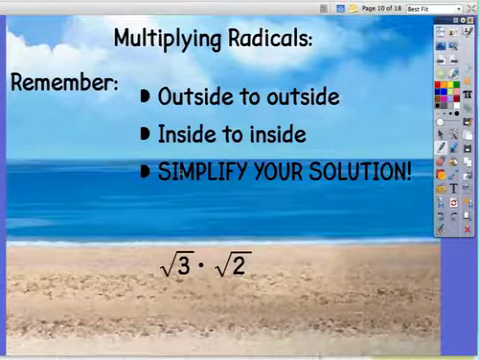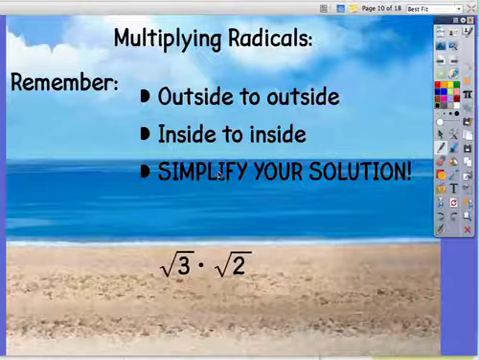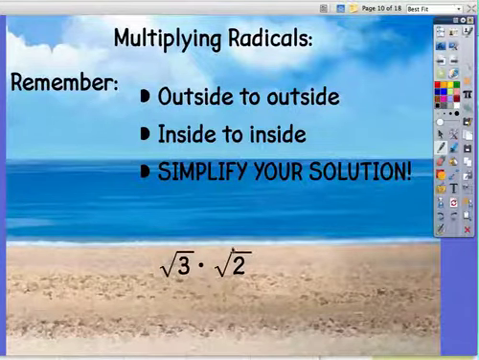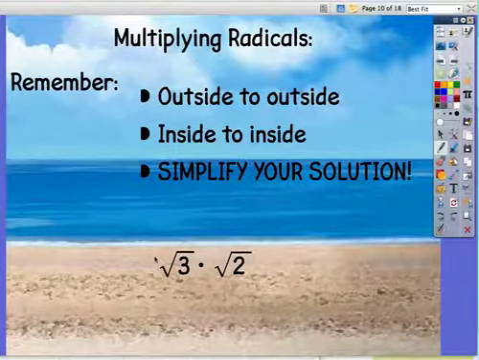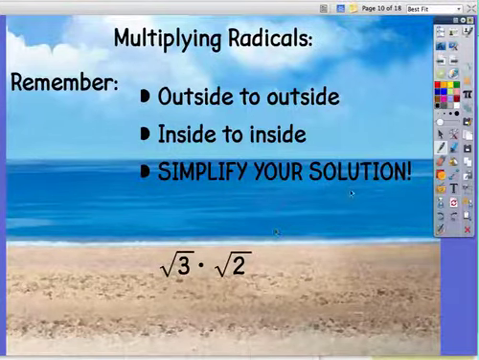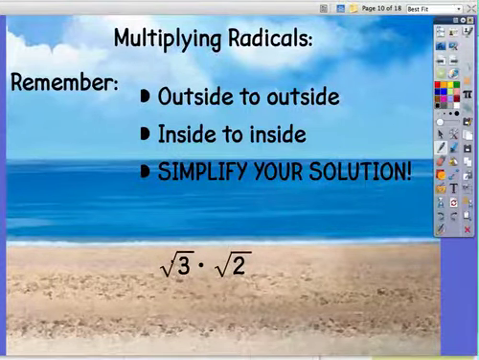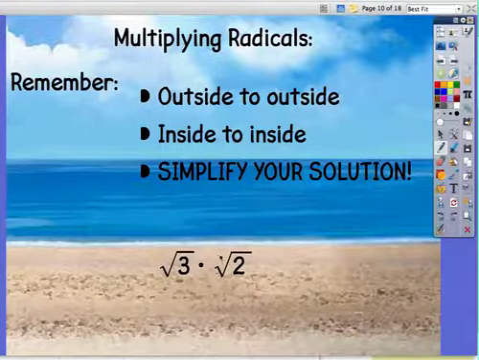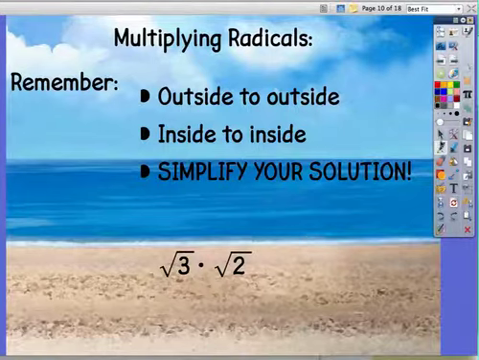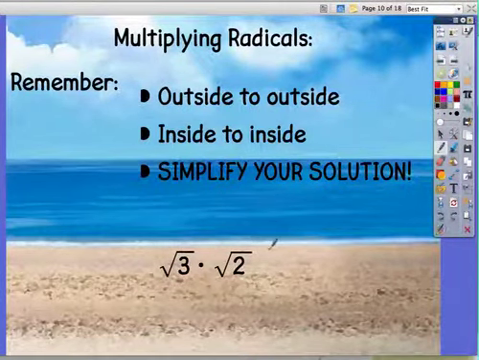When I multiply radicals, the only requirement is that the index has to be the same. So I can't multiply a cube root and a square root together. They have to be the same index. And then I'm just going to multiply the outside numbers together, and then I'm going to multiply the inside numbers together. So let's take the square root of 3 times the square root of 2.